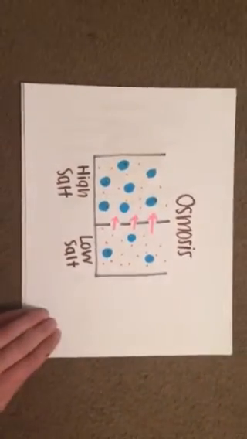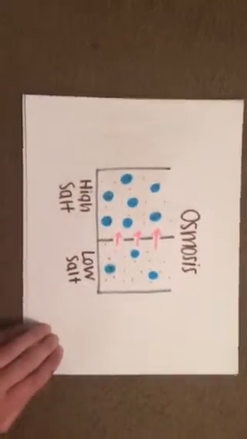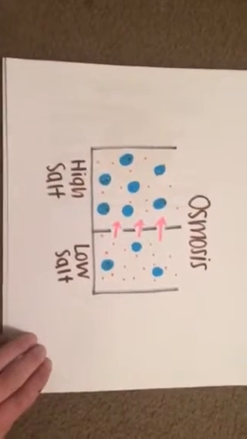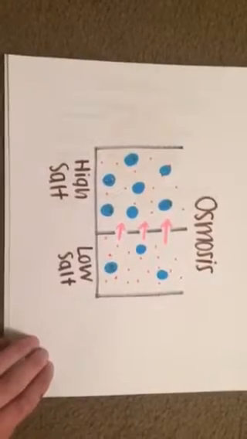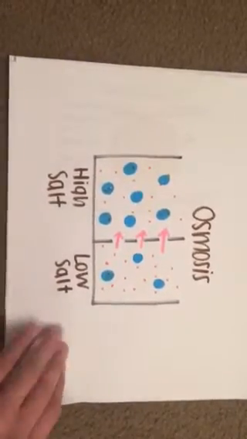Osmosis is the diffusion of water across the cell membrane. Water will move in the direction where there is a high concentration of salt. When salt is concentrated inside or outside the cell, it will draw the water in its direction.